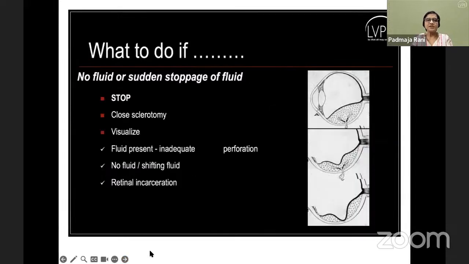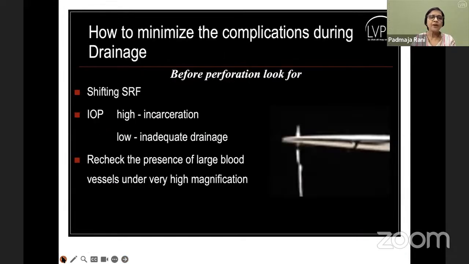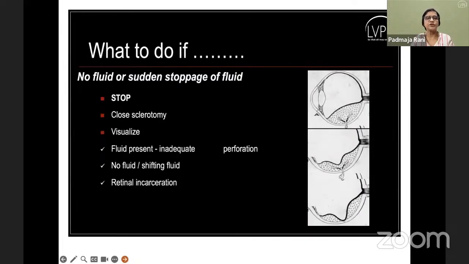And how to minimize complications: especially if the IOP is very high, as in a bullous retinal detachment, you can find a retinal incarceration. And if the IOP is very low, then again it can be inadequate. So keep sufficient length, the sister should be holding the buckle very nicely, and recheck for the presence of any large blood vessels underneath to prevent subretinal hemorrhage.